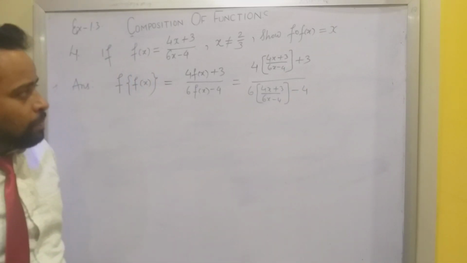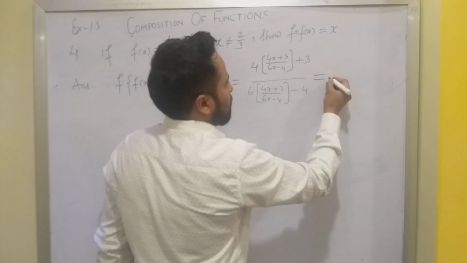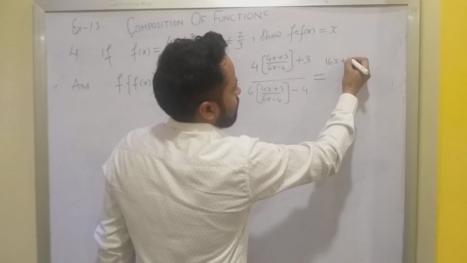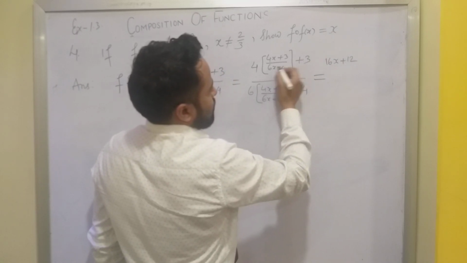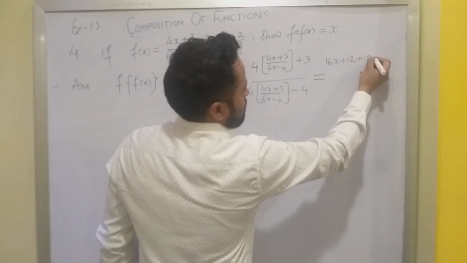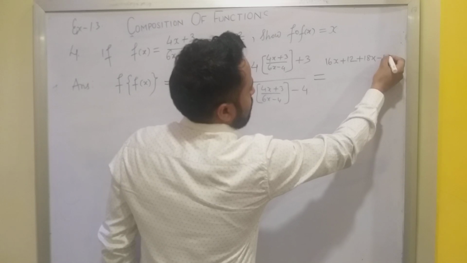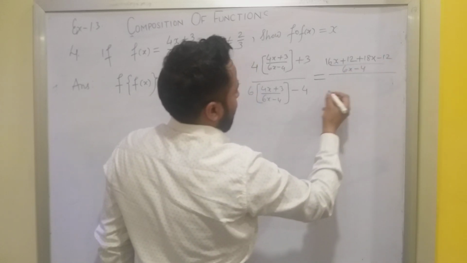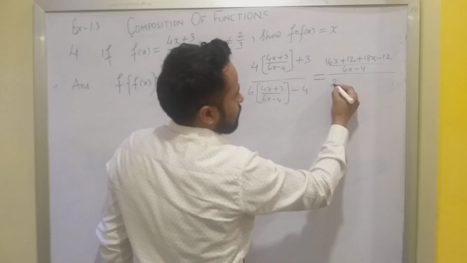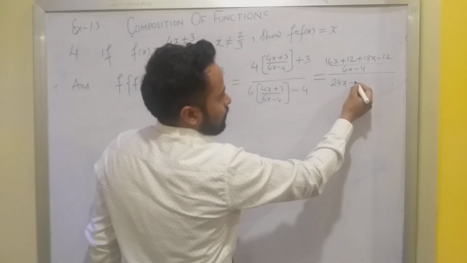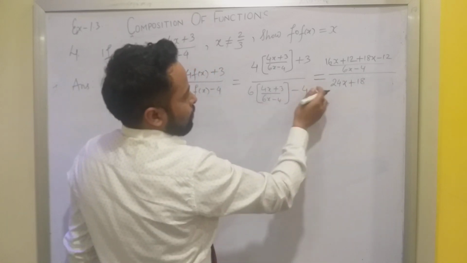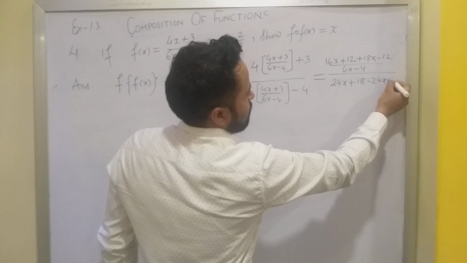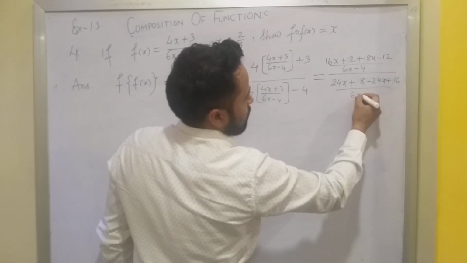Take the LCM, simplify, your answer will be there. 4 4 16x, 4 3 is 12 plus 12, 6 3 is 18 plus 18x minus 12 divided by, I am taking the LCM, 6x minus 4. This is also 24x, 18 minus 24x plus 16 divided by 6x minus 4.